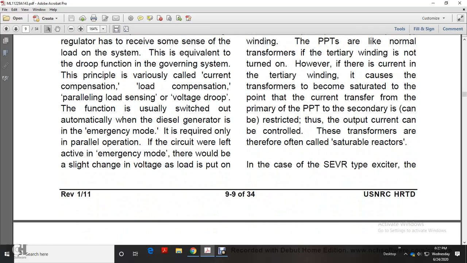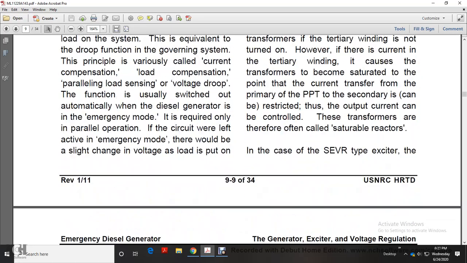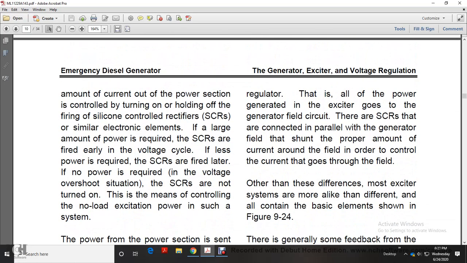In the case of the static exciter voltage regulator type exciter, the amount of current from the power section is controlled by turning off or holding the firing of the silicon controlled rectifiers. Electronically, when a large amount of power is required, the silicon controlled rectifiers are fired early in the voltage cycle. If less power is required, the silicon controlled rectifiers are fired later. If no power is required, as in a voltage overshoot situation, the silicon rectifiers are not turned on. This means controlling the no-load excitation power in such a system.